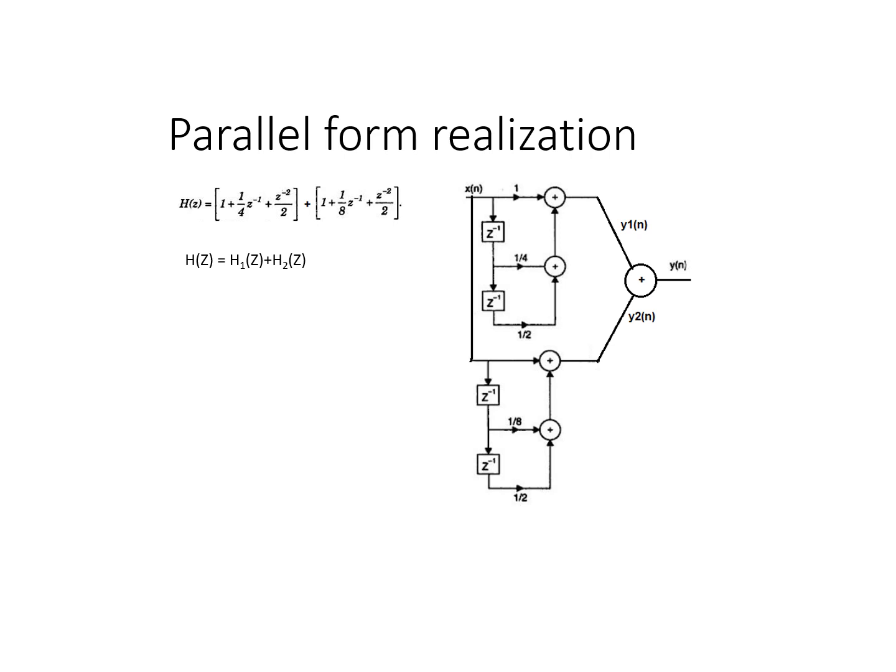So x of n, the delay is first z inverse, then I'll get 1 by 4 z inverse x of z, then 1 by 2 z power minus 2 x of z. So here I am getting y1 of z or y1 of n. Similarly, the second function x of z, then 1 by 8 z inverse x of z, then 1 by 2 z power minus 2 x of z. Then I will get y2 of z. So these two, y1 and y2, are added. I will get the final transfer function y of z. This type of realization is called parallel form realization.